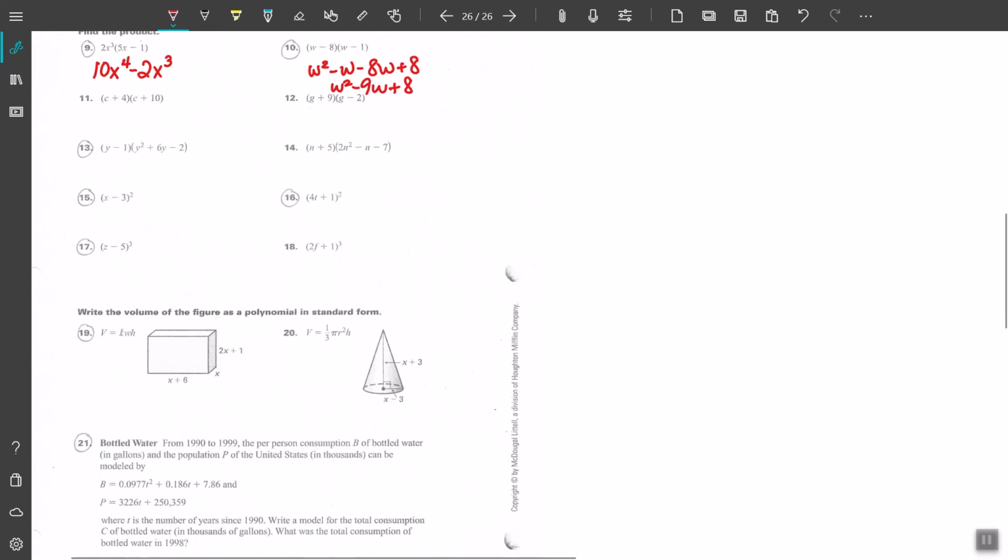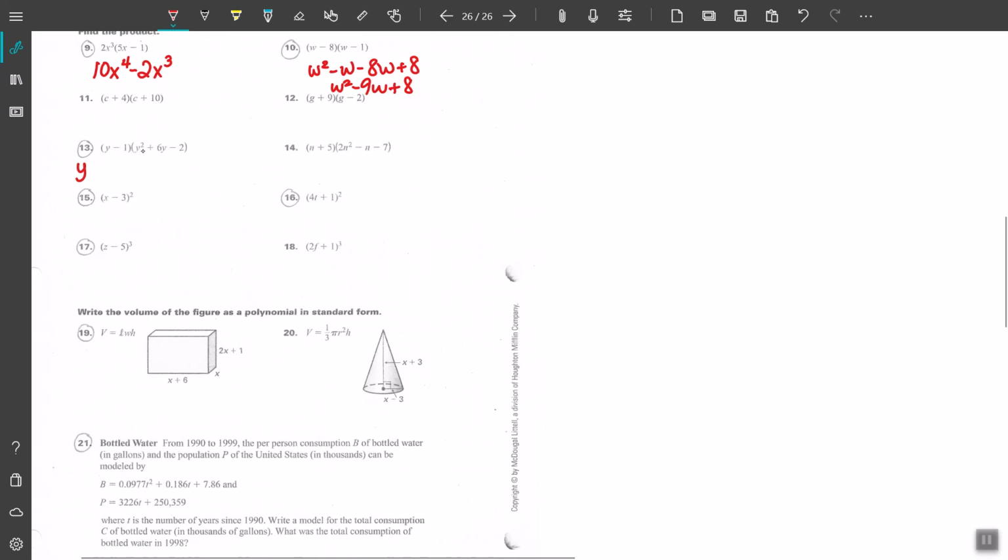Number 13, now we have a binomial. So this is two terms multiplied by a trinomial. And again, you've done this. We haven't done it a whole lot, but you have done this. In this case, you have to keep track of how we multiply. So we're going to multiply the y, that first term, by all three terms here. Then we go back and distribute that negative 1 to all three terms again. All right, so there are going to be more terms than we have when we FOIL.